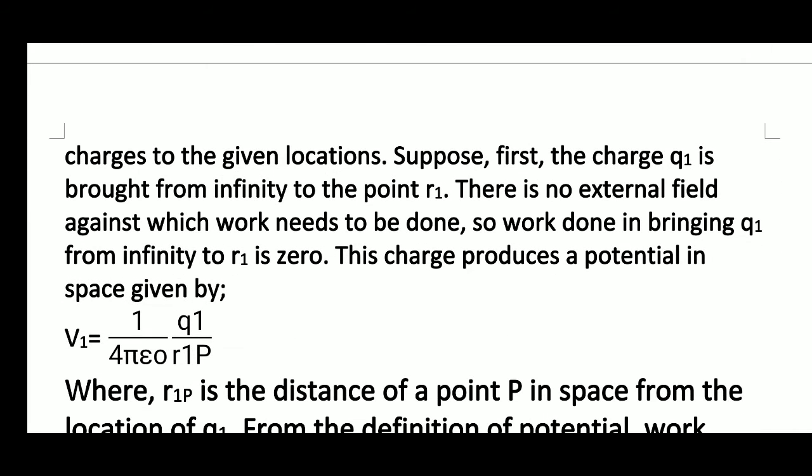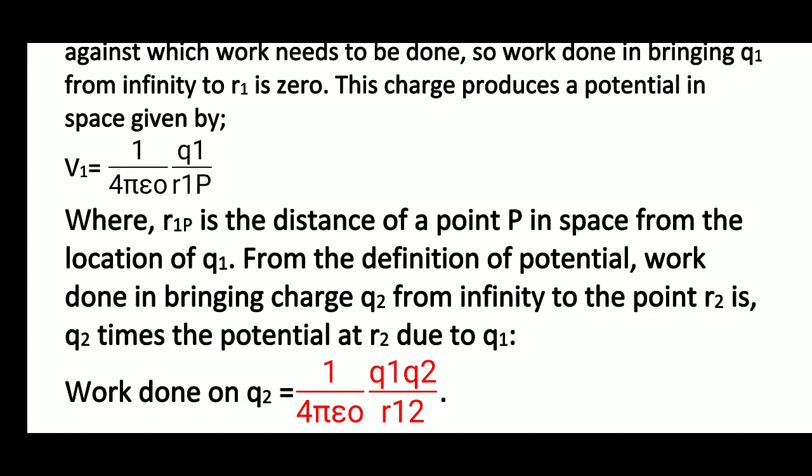Suppose first the charge q1 is brought from infinity to the point r1. There is no external field against which work needs to be done because there is no charge. So the work done in bringing charge q1 from infinity to r1 will be 0. This charge produces a potential in space by the formula V1 is equal to 1 upon 4 pi epsilon naught q1 upon r1P, where r1P is the distance of a point in space from the location of q1.